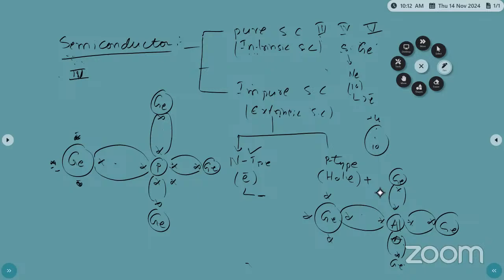Now in the N-type semiconductors, the electrons are called charge carriers. Charge carriers means carrying the charge. Which charge is it carrying? Electron, negative charge. And the holes are also called charge carriers in the p-type. Which charge are they carrying? Positive.